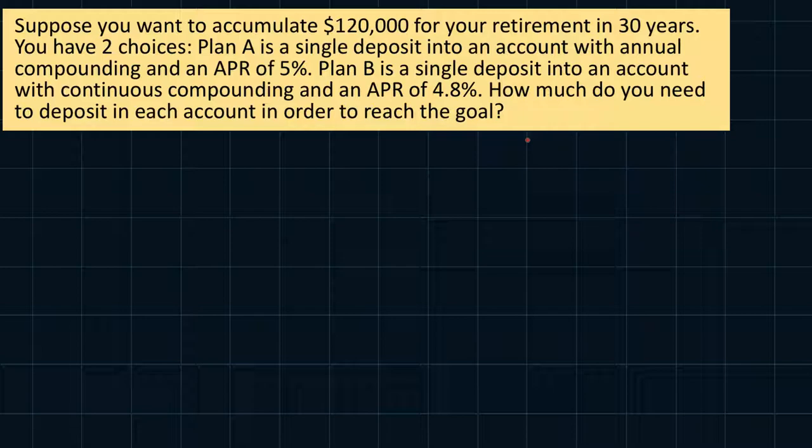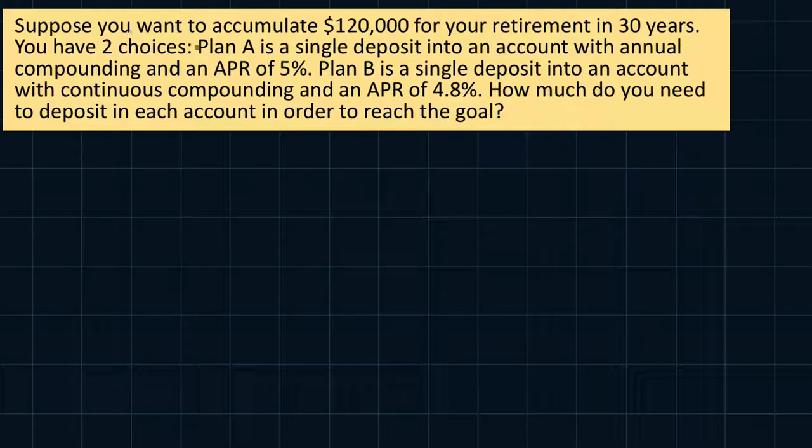If, for example, in Plan A you have to put in $50,000, and in 30 years you'll get your $120,000. But in Plan B, let's say you have to put $20,000 in, and then you get $120,000 at the end of your 30 years. Obviously, you would want to go with Plan B because it's cheaper in a way. It's less money you have to put in because you're getting more money out. You're only putting $20,000 in, and you're reaching your goal. While with the other bank, I think I said $50,000, you'd have to put more money in to reach your goal.